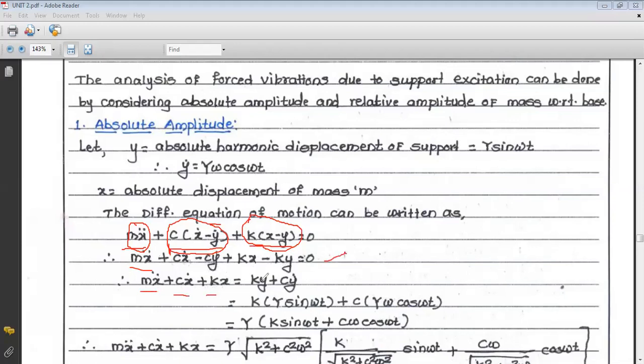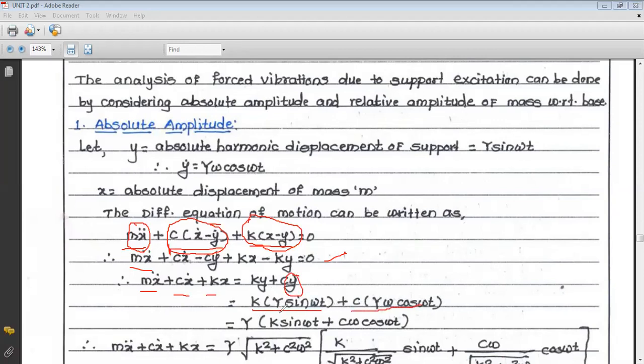So that becomes ky plus cy dot. Now put the value of y and y dot in that equation. So we get k into, what is the value of y? y is capital Y sine of omega t. And what is the value of y dot? That is small y dot, it is capital Y omega cos of omega t.